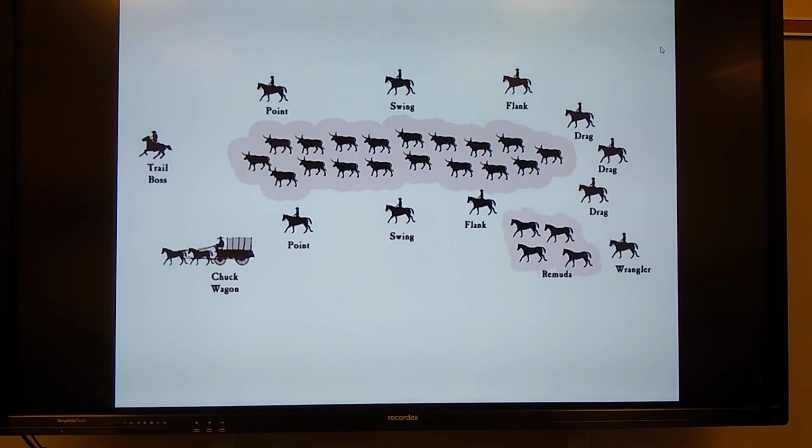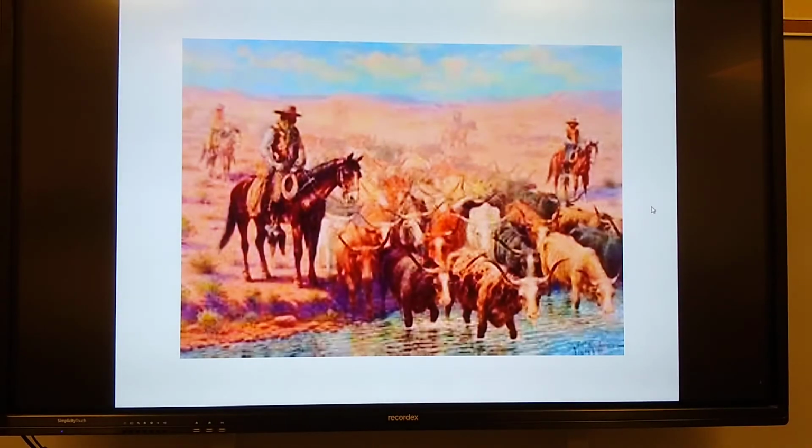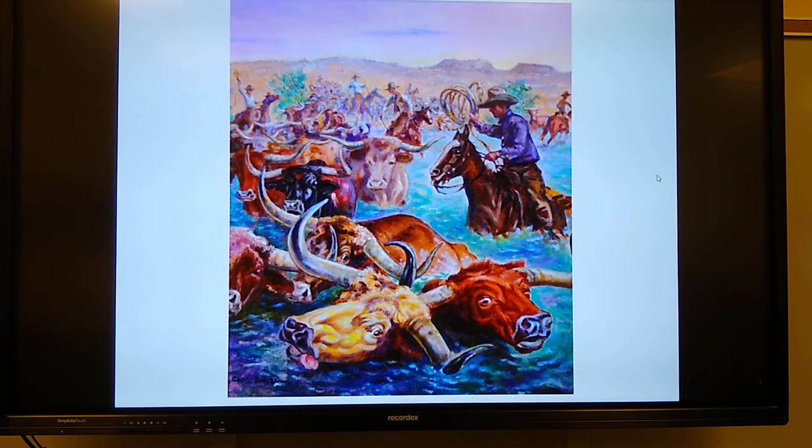And here's how they would herd the cattle. You have your group in the middle, your group of cows, your cattle. You have a trail boss in the front. And then you have several cowboys on the side and in the back that would keep the cows grouped together and moving in the same direction. You can pause the video if you'd like to look at that longer. They had to cross rivers sometimes, and that could be dangerous for the cowboys and for the cattle.